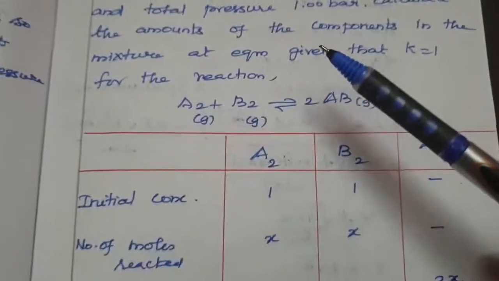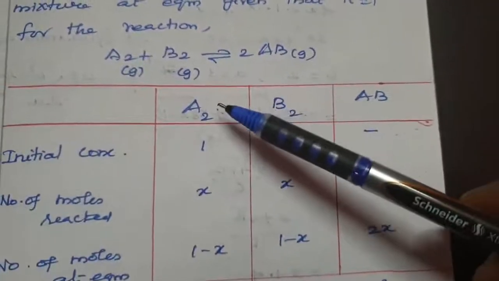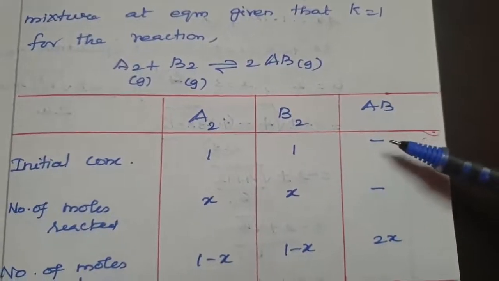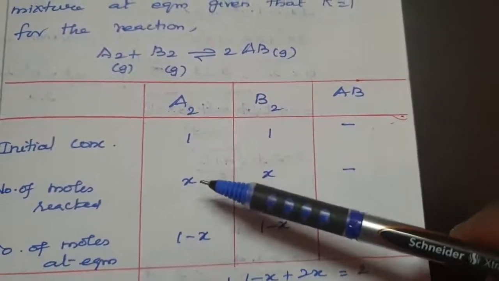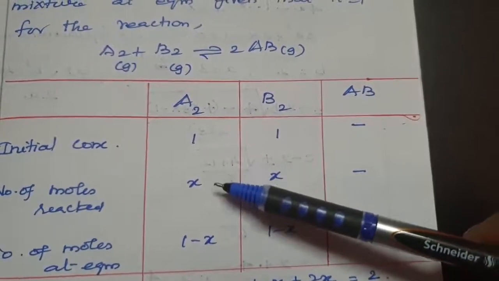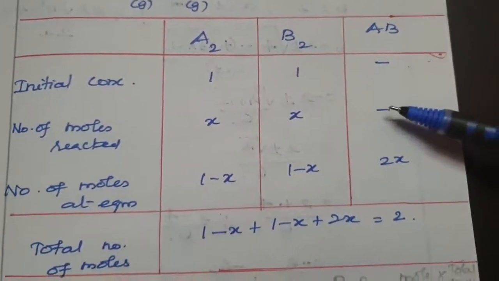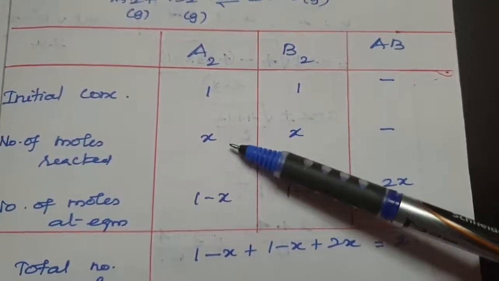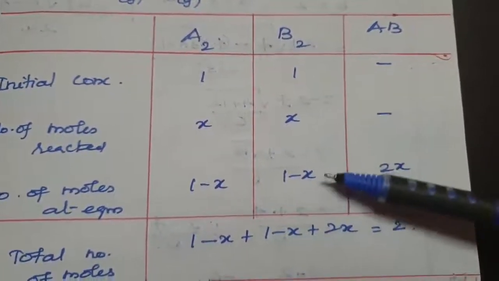Okay, so first you have to write the equation: A2 plus B2 gives 2AB. Then you have to tabulate the reactants and products. The initial concentration is given as 1 mole and 1 mole. At that time products are not formed, so you put a dash here. Number of moles reacted: from this 1 mole, x moles are reacting. We consider that the reacting number of moles is x, so x moles of A2 and x moles of B2 are reacting. In the product side, product is not formed, so you put a dash here. Number of moles at equilibrium means the remaining number of moles after x moles have reacted, so 1 minus x for A2, and B2 also 1 minus x.